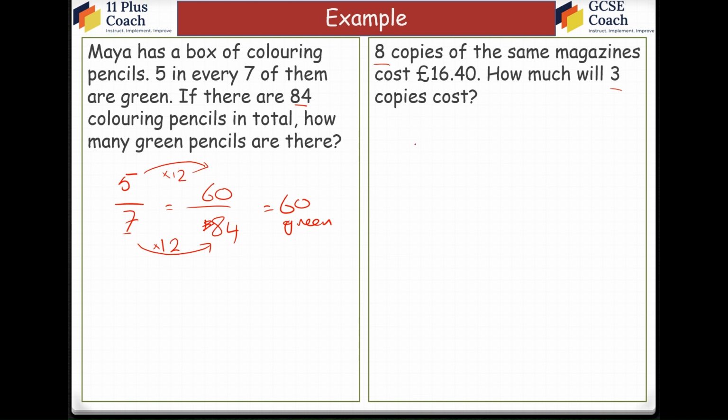So if I was to write this information in a more orderly way so I can simplify it. I know 8 copies, so that's your copies, that's your price. 8 copies cost £16.40. I need to work out how much 3 copies will cost.